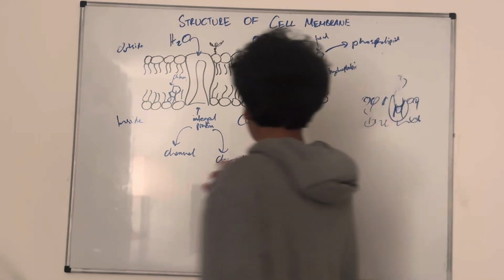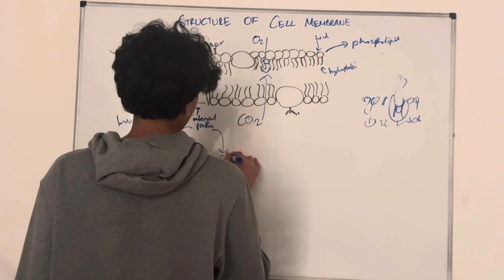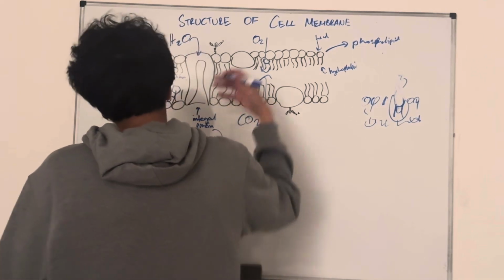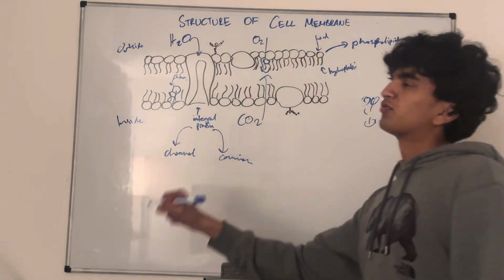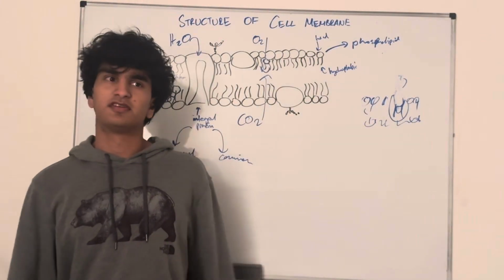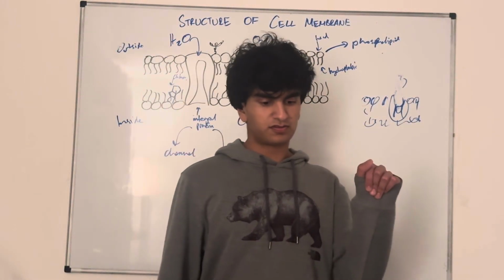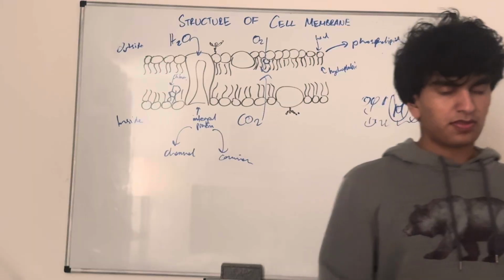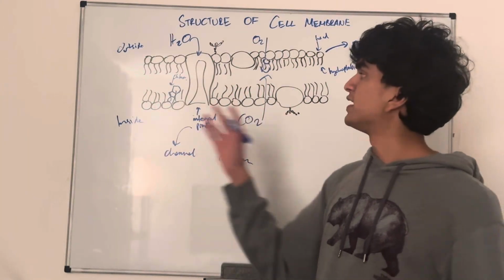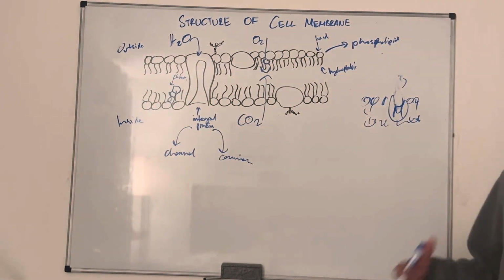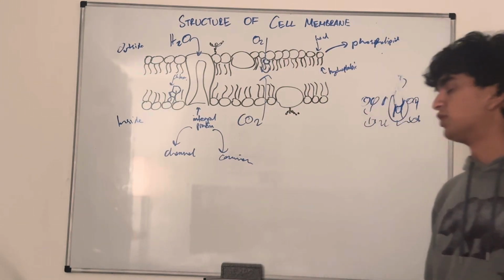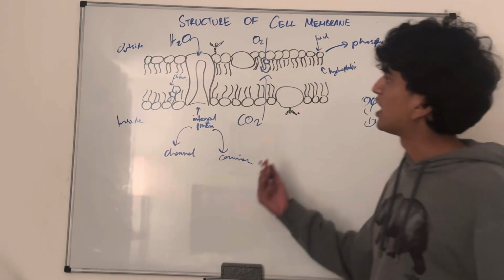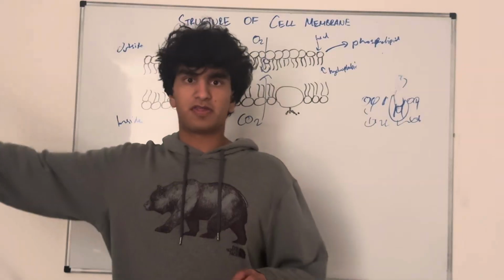Did I write channel twice? I meant carrier. A carrier protein carries through an object, which is different from endocytosis, because endocytosis is a form of active transport. This is a form of facilitated diffusion. It's still diffusion. There's no energy required for water to go through this channel protein. It's just following the concentration gradient. And we'll talk more about that in the next video.